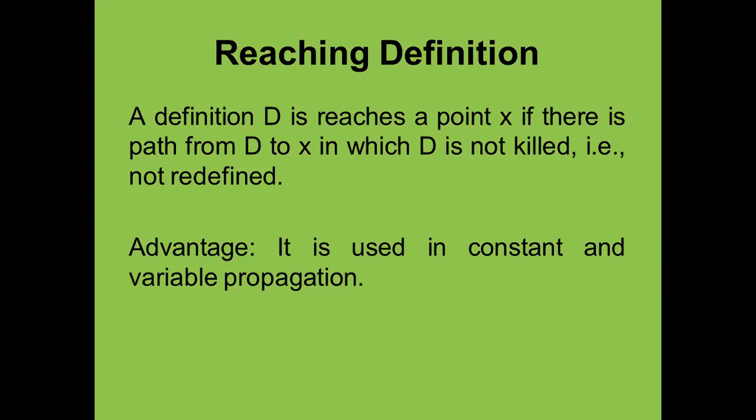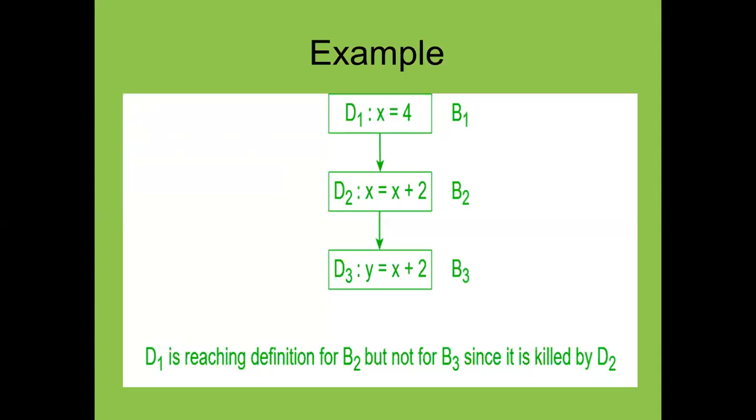And what is the advantage of this? It is used in constant and variable propagation, where we will use the constant value, and where there is variable propagation, we are defining the same variable again and again, or we are assigning the same expression to a number of variables. So how do we define this reaching definition with the help of an example? Now you can see here, again there are three basic blocks: B1, B2, B3.